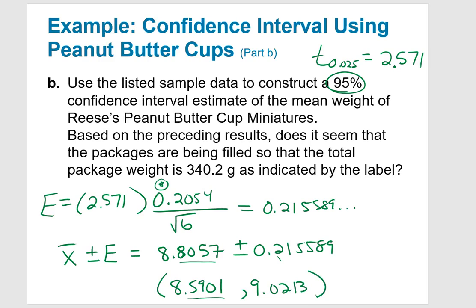All right, so what does that mean? All right, let's get our interpretation part out at the end, because this, for most people, is the most difficult. Interpret it. Okay, we are 95% confident that the true mean value weight of a Reese's peanut butter cup miniature is between 8.5901 and 9.0213 grams. That's what that's saying. Everybody good? Right? No, it's kind of confusing sometimes.